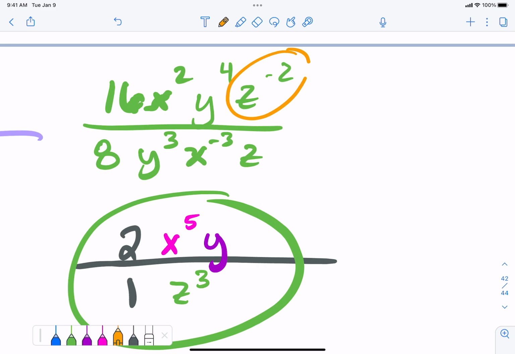Questions about that? How's your math going, Jake? Just do piece by piece. Do the numbers, do the x's, do the y's, do the z's. Any negative exponents, move them to the other spot, right?